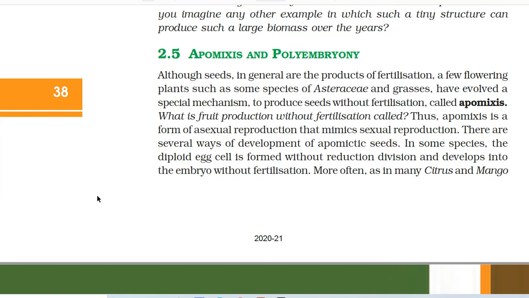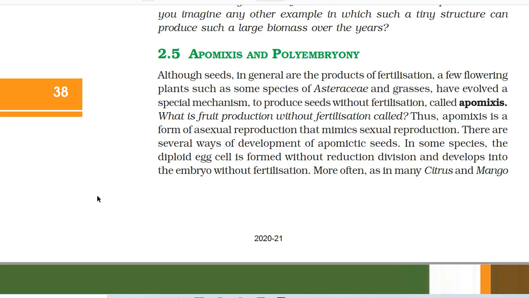Although seeds in general are the products of fertilization, a few flowering plants, such as some species of Asteraceae and grasses, have evolved a special mechanism to produce seeds without fertilization, called apomixis. What is fruit production without fertilization called? Thus, apomixis is a form of asexual reproduction that mimics sexual reproduction. There are several ways of development of apomictic seeds.